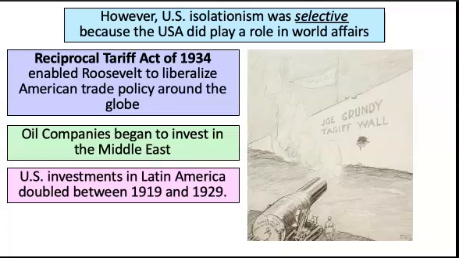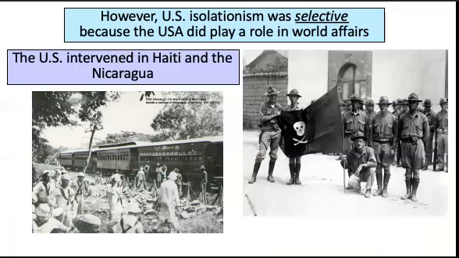Now, much of this was due to the fact that oil reserves in the Middle East were becoming recognized as a major source of potential wealth, and British oil companies had a large head start in the region. But Secretary of State Hughes succeeded in winning oil drilling rights for U.S. companies. In addition to this, U.S. investments in Latin America doubled between 1919 and 1929. In addition to this, the United States is going to intervene in Central American countries such as Haiti and Nicaragua to protect American interests and American trading rights within those countries as well.